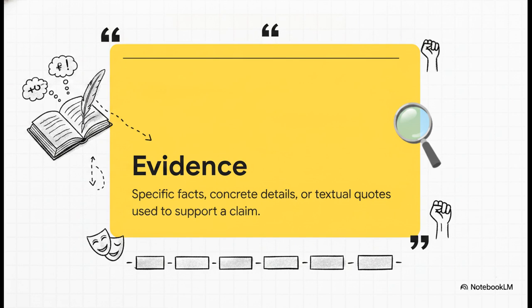Moving on to tool number 3, evidence. This means the specific facts, concrete details, or textual quotes used to back up a claim. As 8th graders, you know you've got to cite the textual evidence that most strongly supports your analysis. Whether you're breaking down the sharp wit in Oscar Wilde's dialogue or outlining a historical timeline, you literally cannot just guess. You must rely on concrete details and exact quotes to prove your point.